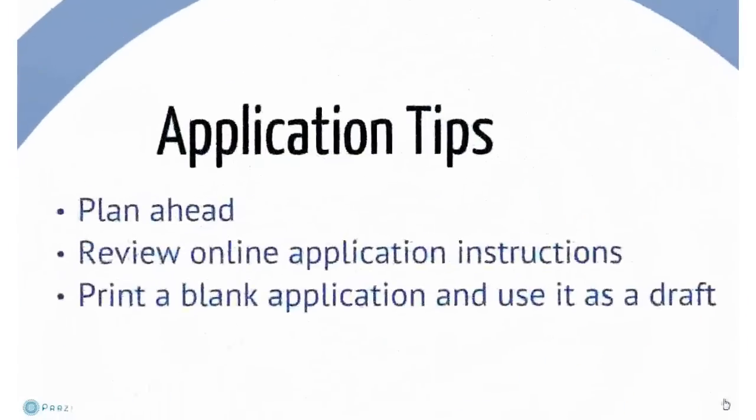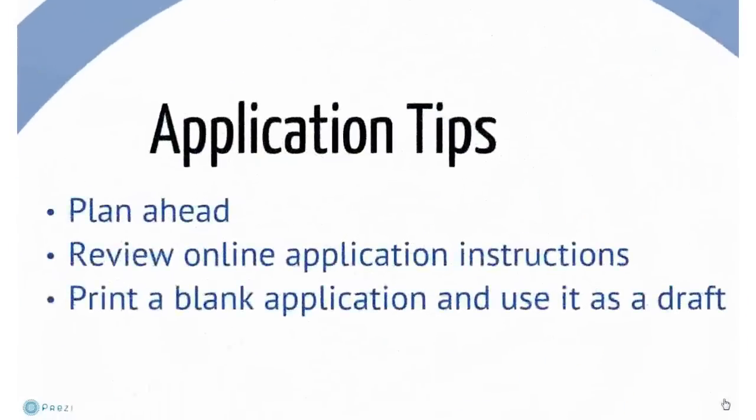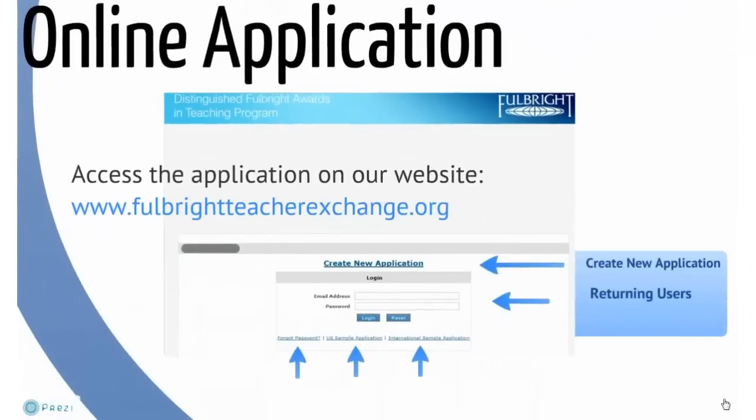This is the first year that the Distinguished Fulbright Awards in Teaching Program is using an online application. Here are a few tips for you to keep in mind before you start. Allow ample time in advance of the application deadline. Before starting the application, review the instructions on our website. You can also print a blank copy of the application from the online application main page. Teachers can access the application from the program website homepage.